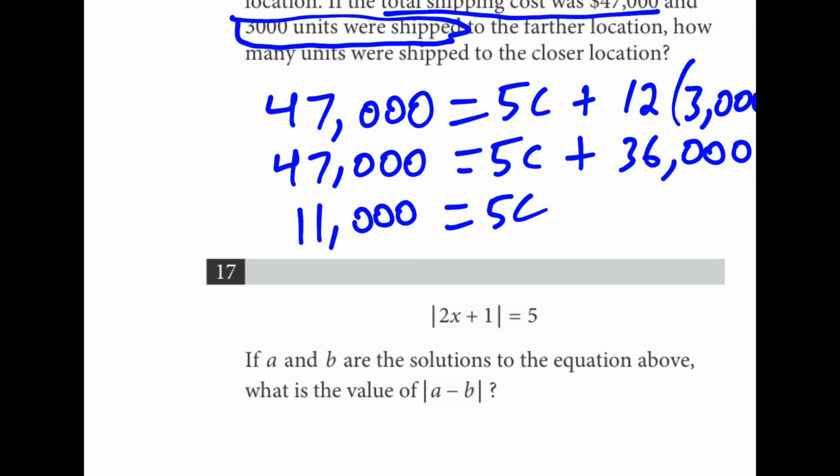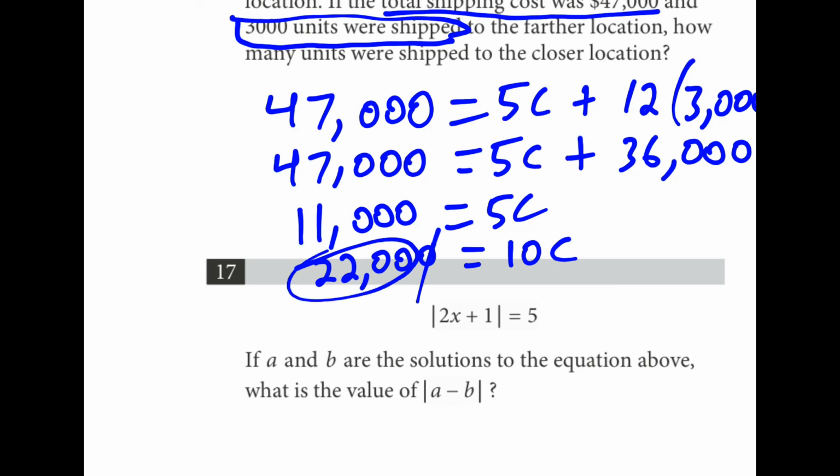And remember, no calculator, so how can we do this? Well, you could probably struggle your way through this if you thought about it. But we could just double both sides. Then we get 22,000 is equal to 10C. And how do we divide by 10? We knock off a 0. So there's our answer. 2,200.